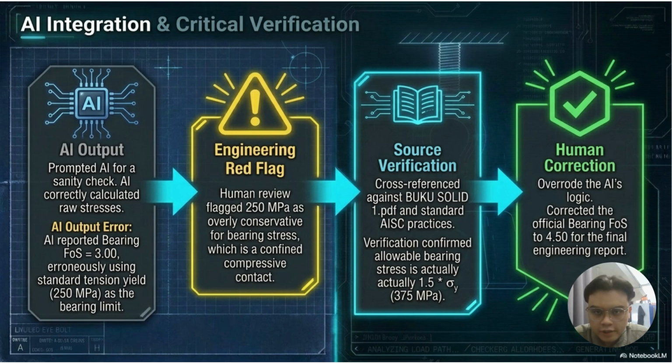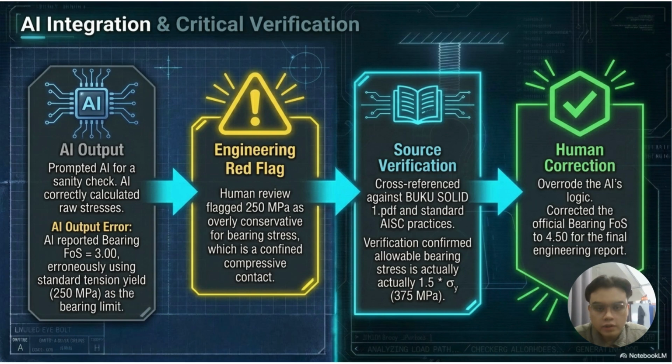So for the AI integration and critical verification, starting from the AI output, we probed the AI for a sanity check. The AI correctly calculated the raw stress. The AI output error was that it reported bearing FOS equals 3.0, erroneously using the standard tension yield of 250 megapascal as the bearing limit. From the AI output, it came to an engineering flag. Human review flagged 250 megapascal as overly conservative for bearing stress, which is a confined compressive contact.